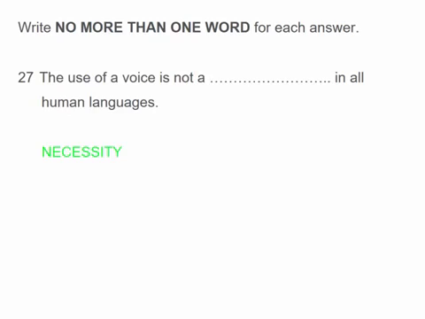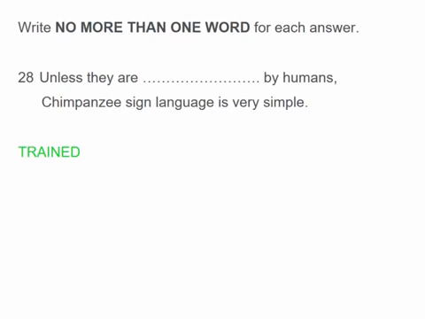And our final one, unless they are blank by humans, chimpanzee sign language is very simple. Okay, so we heard towards the end of this section of the discussion where the professor says this. And chimps don't do that naturally in their own sign language. Their own signs just communicate their immediate situation. Without being trained by humans, chimps just say stuff like go here, or stop that.